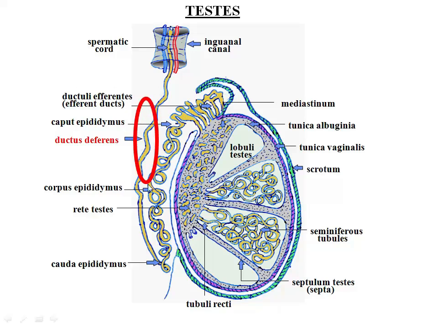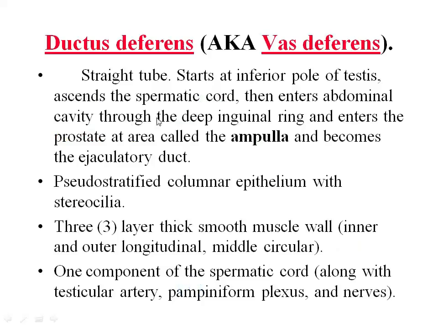Now in the next topic we'll see the histology of the ductus deferens. What is the ductus deferens? It is also known as the vas deferens. It is a straight tube that starts at the inferior pole of the testis. That means at the end of the testis it starts and ascends in the spermatic cord.